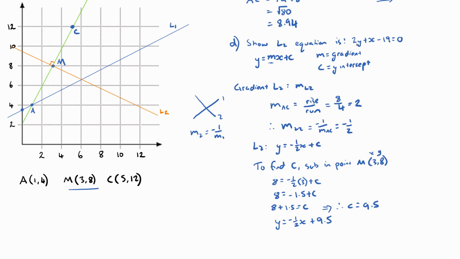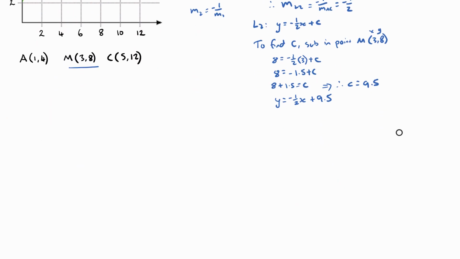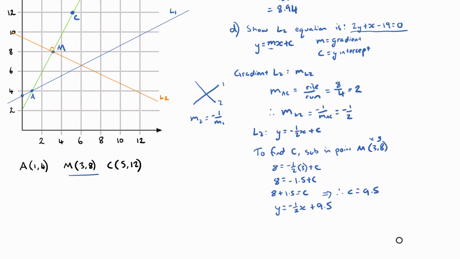However, the question wants it in this form here. We currently have it in the form y equals mx plus c, so we need to do some rearranging. Let's bring that down. Okay, I currently have a fraction here. However, the equation that I'm trying to show doesn't. So a technique that I can use is just to multiply everything by 2. As long as you multiply the left by 2 and the right of the equals sign by 2, that's fine.